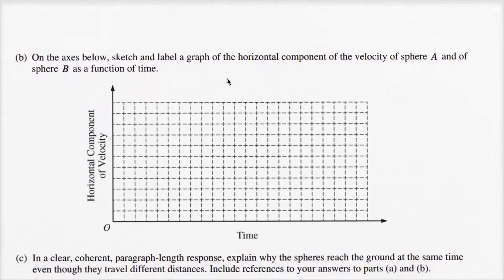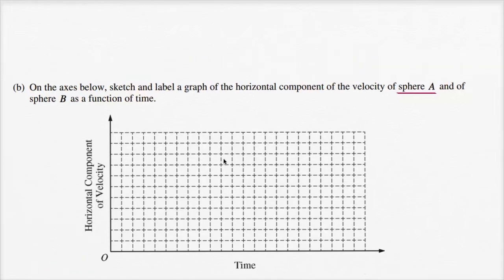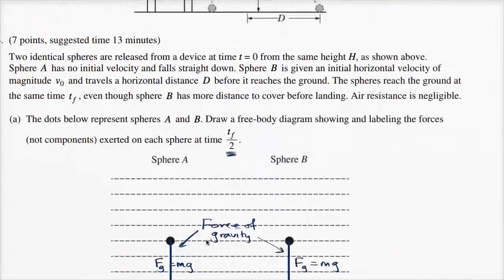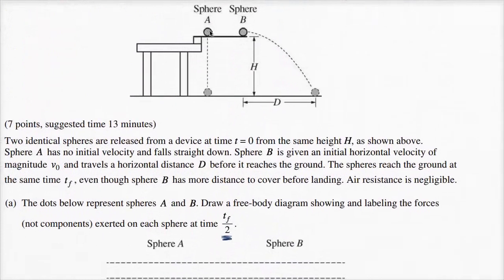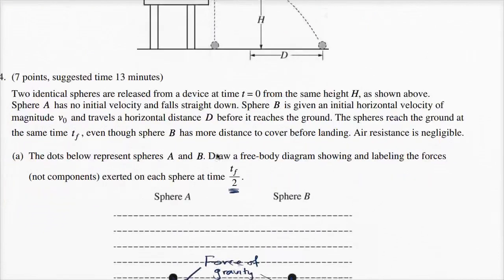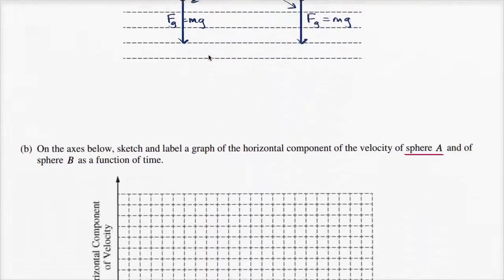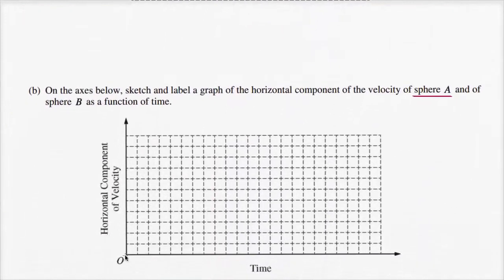On the axes below, sketch and label a graph of the horizontal components of the velocity of sphere A and of sphere B as a function of time. All right, I'll do sphere A first. This is pretty straightforward. Sphere A has no horizontal velocity the entire time we're talking about it. It's only going to be accelerated in the vertical direction, downwards. So sphere A has no horizontal velocity, so I will draw a line like this. Sphere A has no horizontal velocity the entire time.